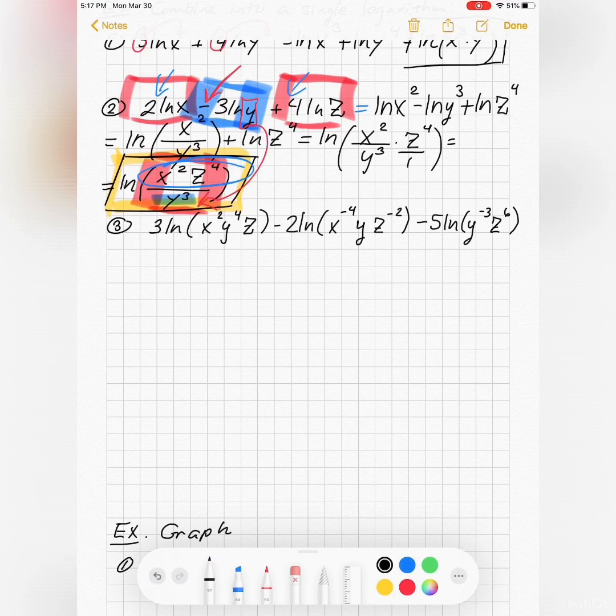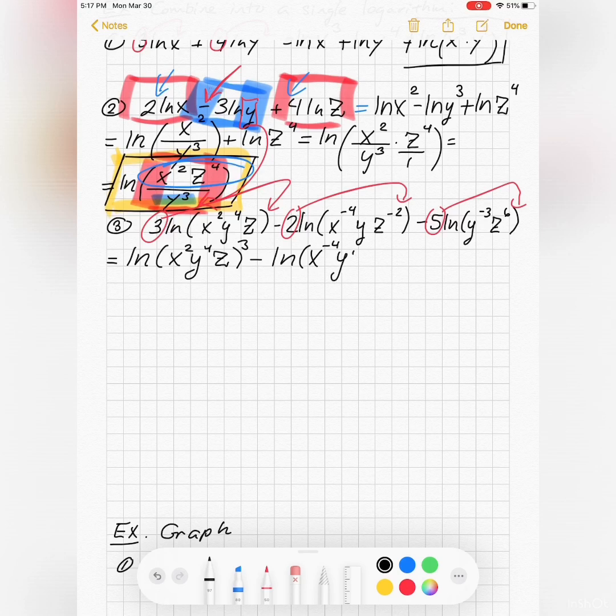So actually when I'm looking at this last one, this looks really ugly. Let me start it out. The first thing I would do regardless is move the coefficients in as exponents. So what does that give me? I've got ln of x squared y to the 4th z to the 3rd, minus ln of x to the negative 4, y, z to the negative 2 squared, minus ln of y to the negative 3, z to the 6th to the 5th.